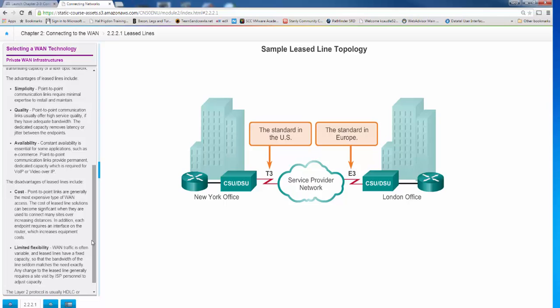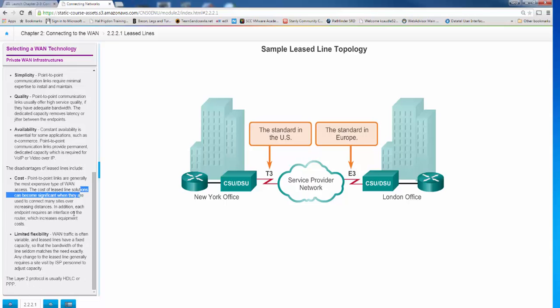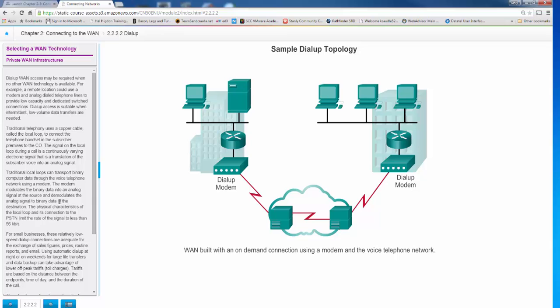The disadvantage of leased lines is cost. They are some of the most expensive types of WANs. They may not always be available in your area. You may not be able to get a T3 in some locations. You would be able to in New York, but let's say that you're out in North Dakota, you may not be able to get a T3. But also limited flexibility. Leased lines have a fixed capacity, so you can't burst above the limits. So if you buy a T1 and you really need a little more than a T1 on occasion, you would not be able to burst above that as you would with some other technologies.